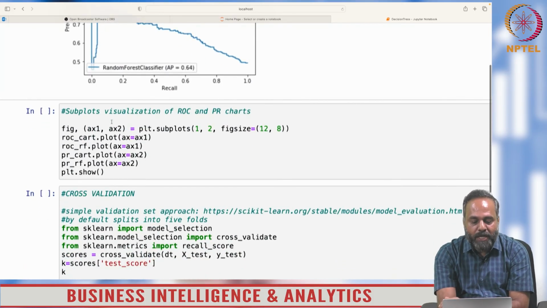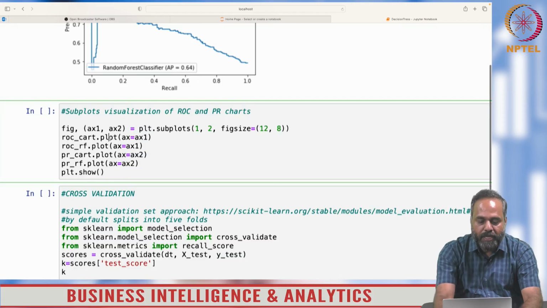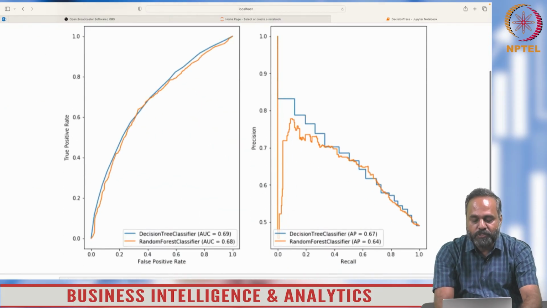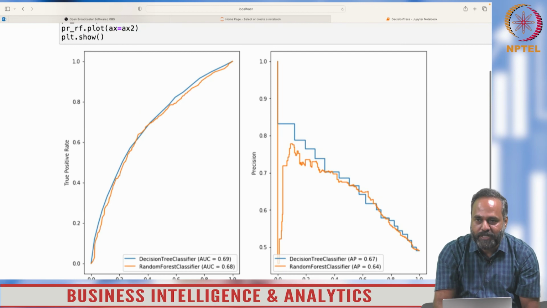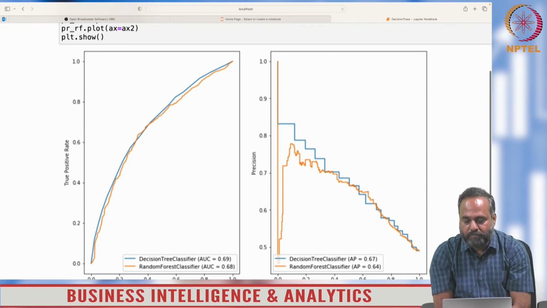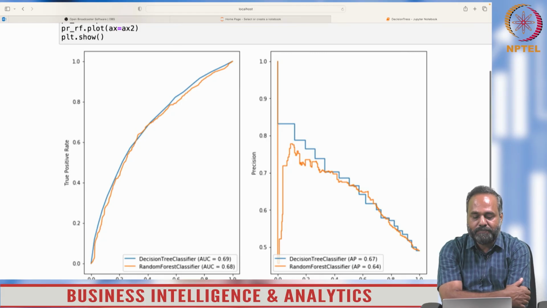One way to do that is to get these plots as subplots. Matplotlib has a subplot function, so I am using that so that both the graphs are plotted together. That helps you appreciate which algorithm is better. Now prima facie some changes happened here. So prima facie, which algorithm is better?